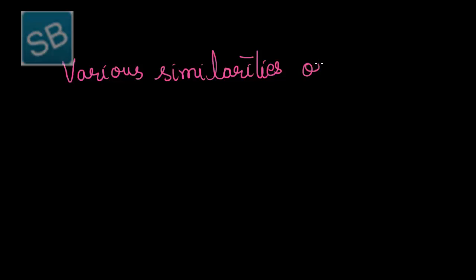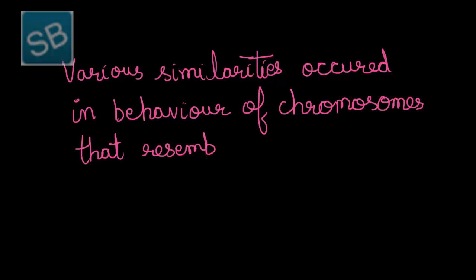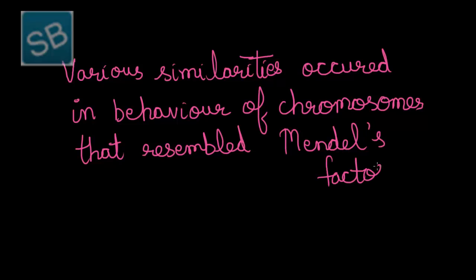On the basis of this study, Sutton demonstrated that various similarities occur in the behavior of chromosomes that resembled Mendel's factors. That is, there was a very close relation between this chromosomal behavior and the factors that were responsible for heredity and variation in Mendel's theory.